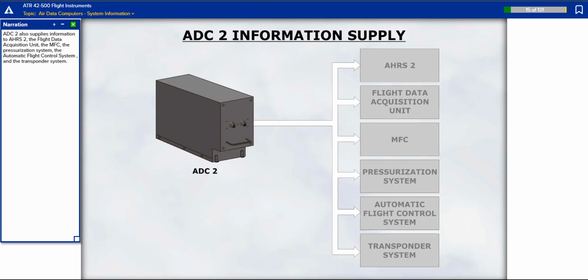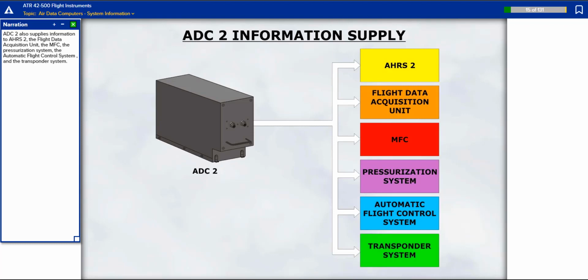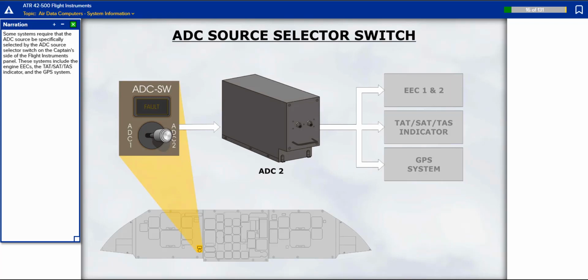ADC-2 also supplies information to AHRS-2, the Flight Data Acquisition Unit, the MFC, the Pressurization System, the Automatic Flight Control System, and the Transponder System. Some systems require that the ADC source be specifically selected by the ADC source selector switch on the captain's side of the Flight Instruments panel. These systems include the engine EECs, the total air temperature, static air temperature, true airspeed indicator, and the GPS system.